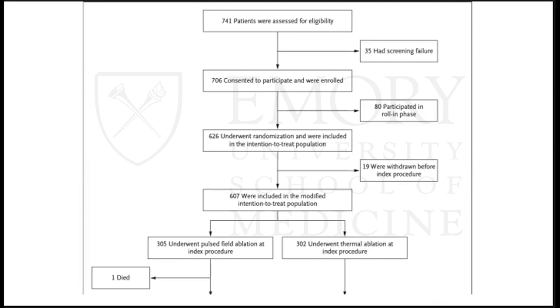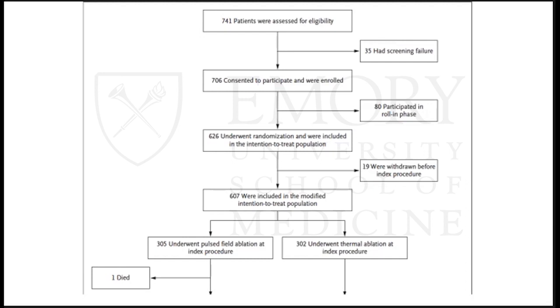So looking at this flow sheet of the patients, initially 741 patients were assessed for eligibility and 35 were classified as screening failures. And then ultimately 626 patients comprised the intention-to-treat population. 19 withdrew before the procedure. So then we're left with 607 patients that were included in the modified intention-to-treat.